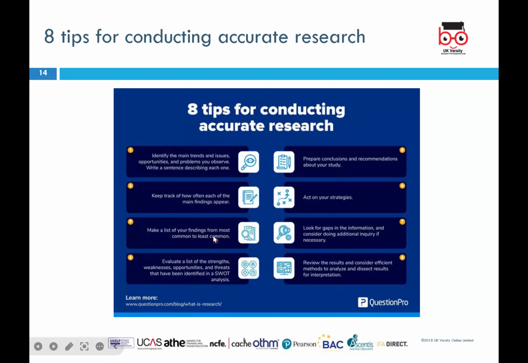Make a list of your findings from most common to least common. If you're talking about research in child care, or research in teens, what's the most common problem and what's the least common problem? And how would you know this? Through research. And how are you going to do that? You're going to find that out online. And then you evaluate a list of the strengths, weaknesses, opportunities, and threats that have been identified.